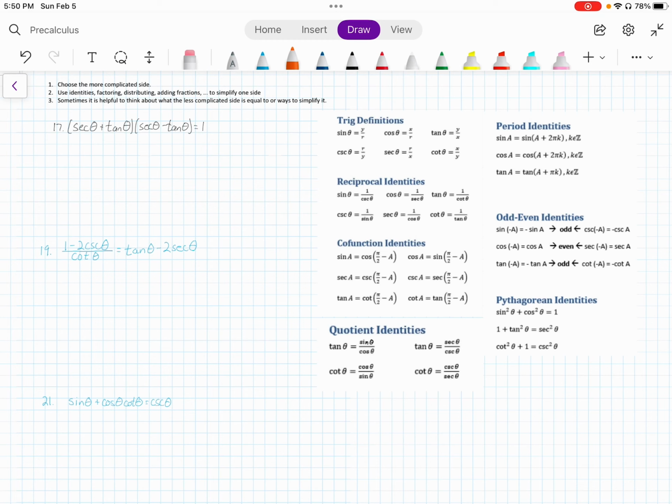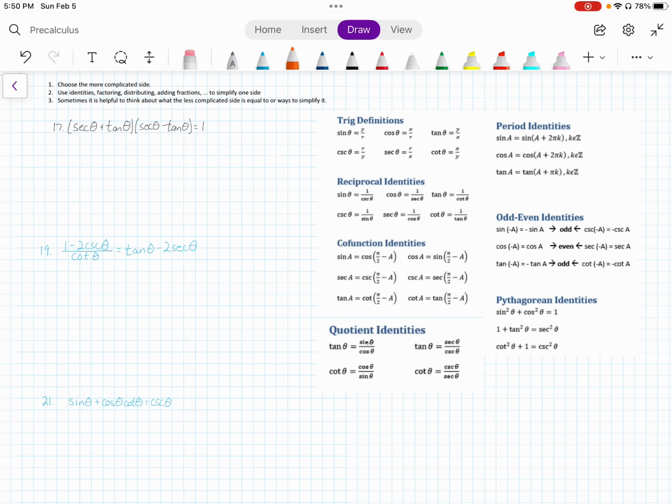So number 17, we definitely have the more complicated side on the left side. So let's see if we can simplify that. In the past, I've mentioned if we have squared terms, it's also often helpful to use the Pythagorean identities, or at least see if they're applicable.